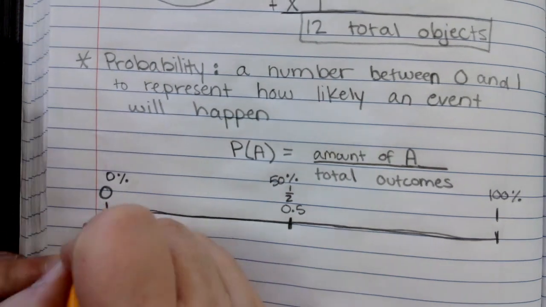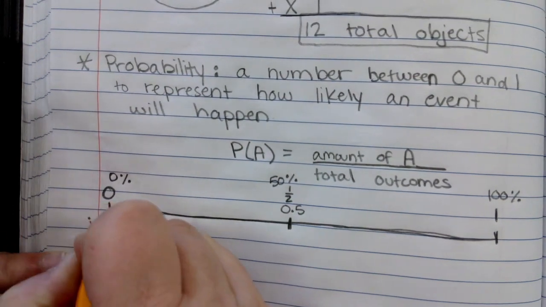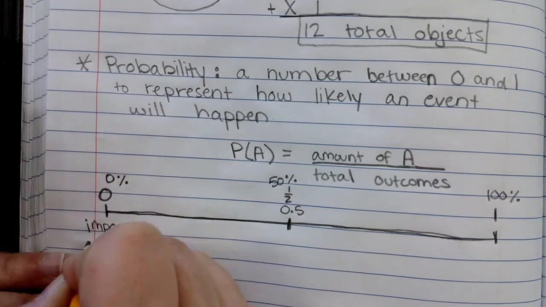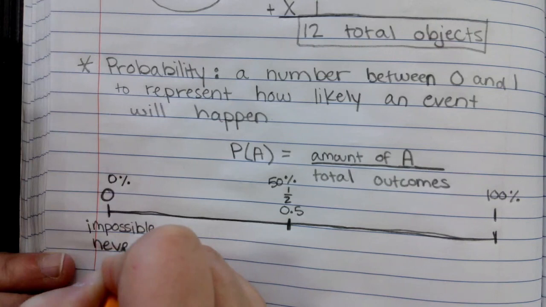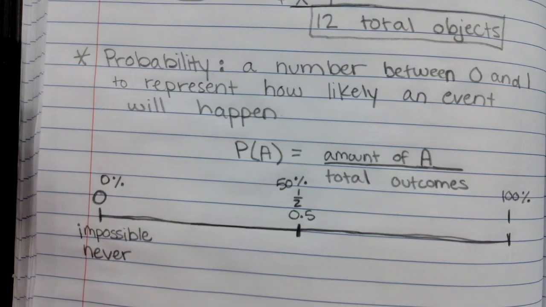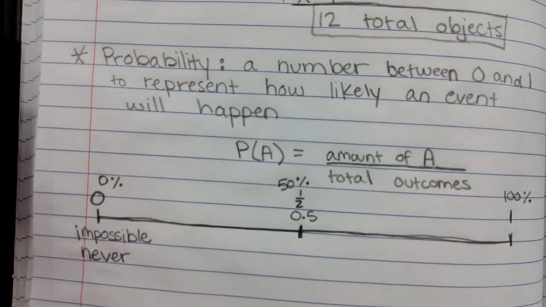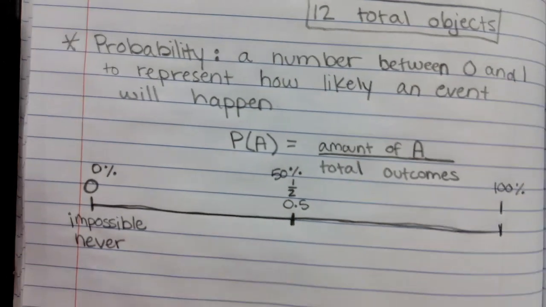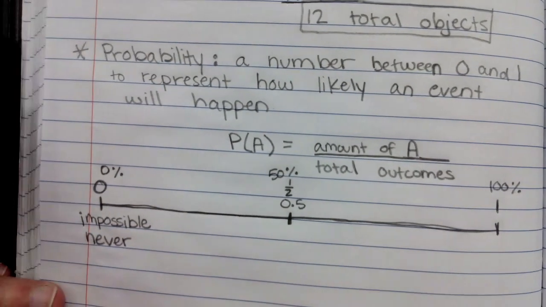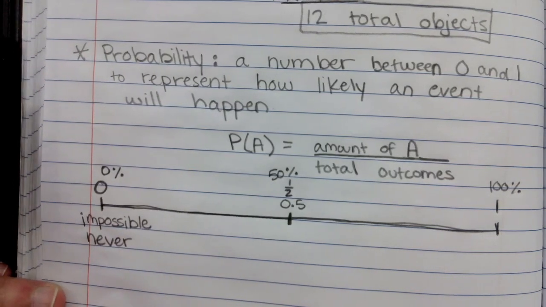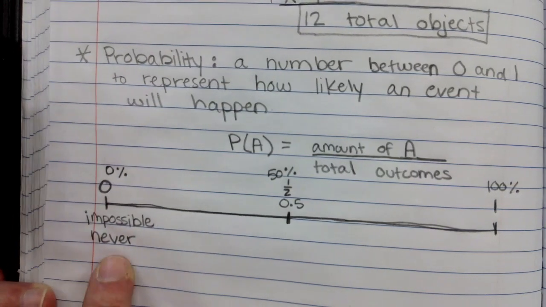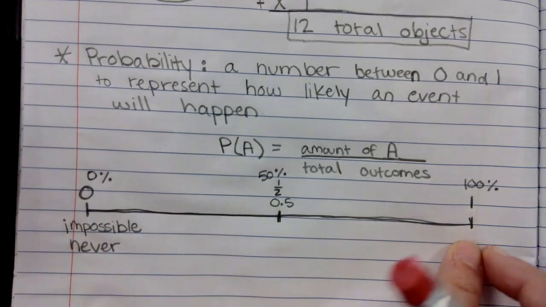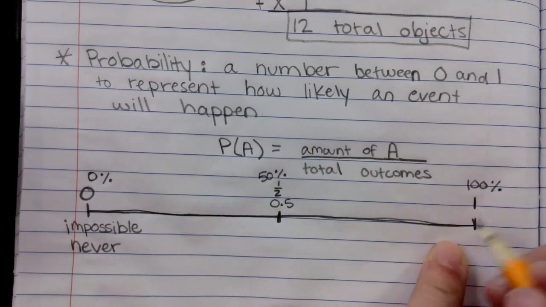Alright, so 0 means it's impossible. It's never going to happen. What would happen if something's 100% chance? It will happen. It's for sure going to happen. So that's certain, a word we use, or like it's for sure. It's going to happen. So 100% chance right now you are in math. Is this class all going to suddenly change to language arts? No. 100% chance right now you are in math.